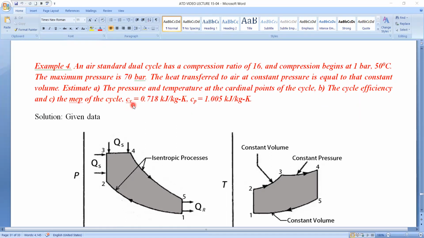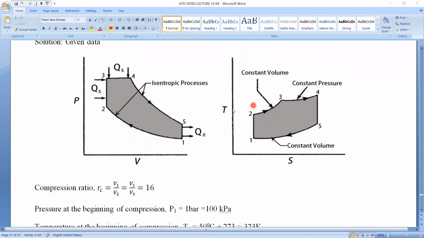We have to assume for air Cv equals 0.718 kilojoules per kg Kelvin and Cp equals 1.005 kilojoules per kg Kelvin. So it is clearly mentioned that the type of cycle is a dual cycle. Before solving any problem on gas power cycles, we are supposed to draw the cycle on PV and TS coordinates.